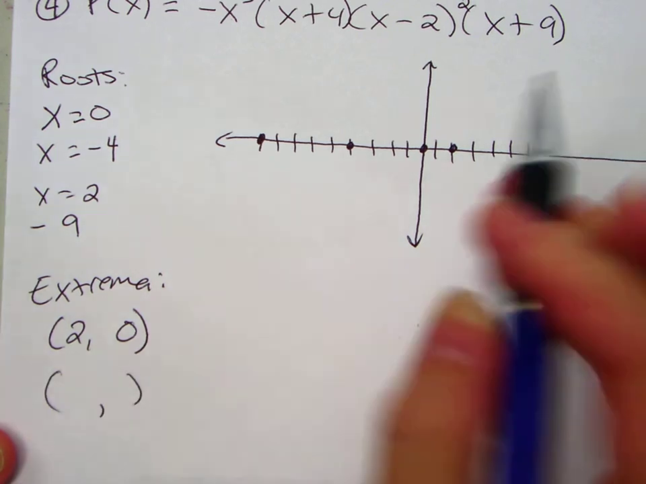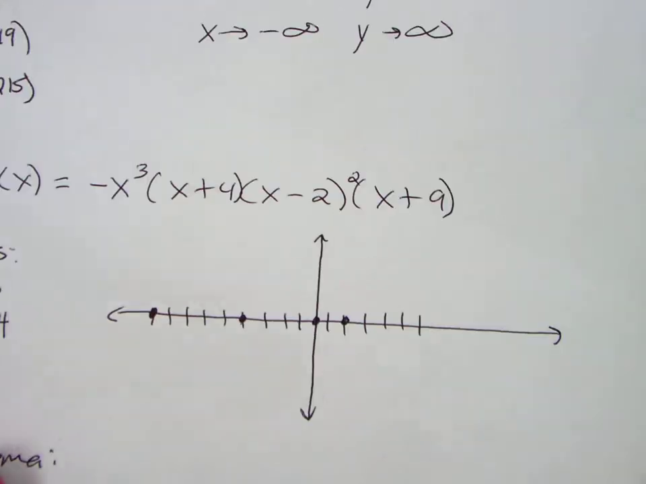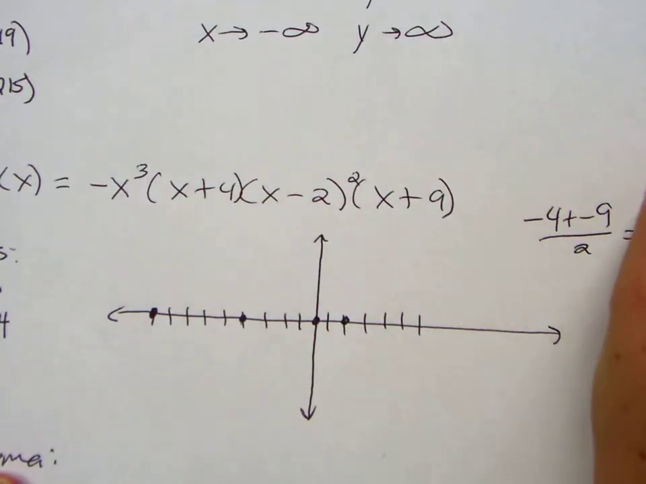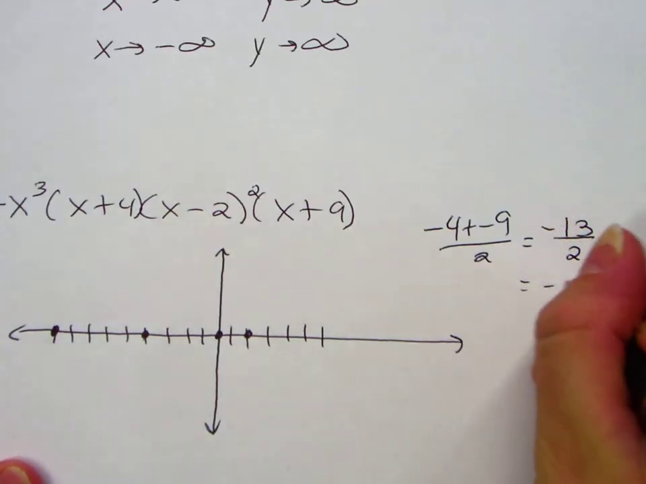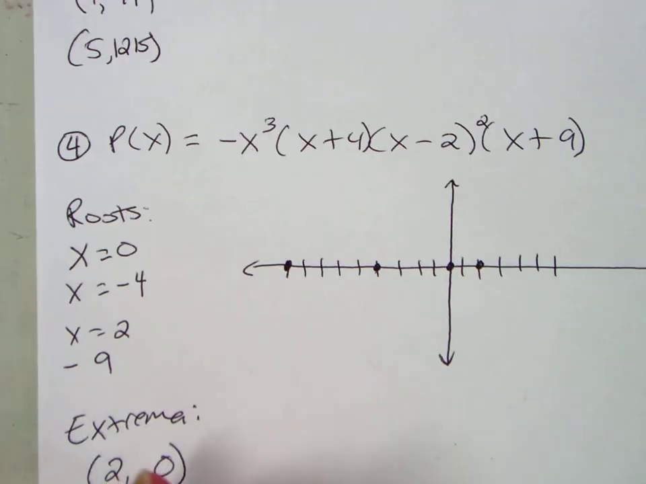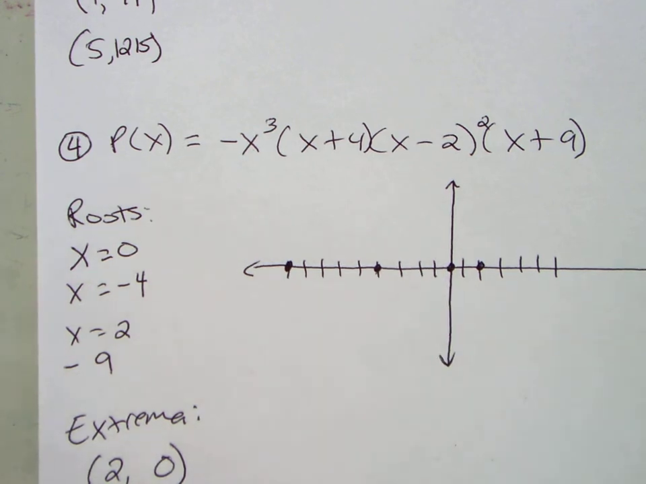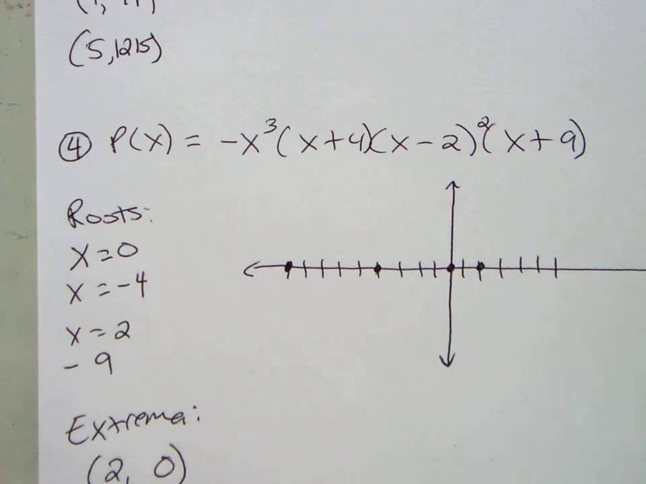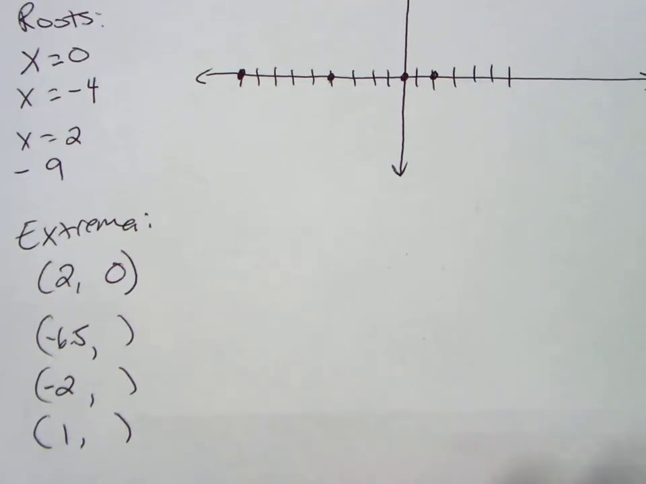Okay, so how many midpoints are there? What is halfway between -4 and -9? So -4 plus -9 divided by 2. That's -13 divided by 2, -6.5. So that's one of them. What's halfway between 0 and -4? That should be easy, -2. And then halfway between 0 and 2 is 1. Okay, so we have 4 in this one. Okay, 4 points of extrema.